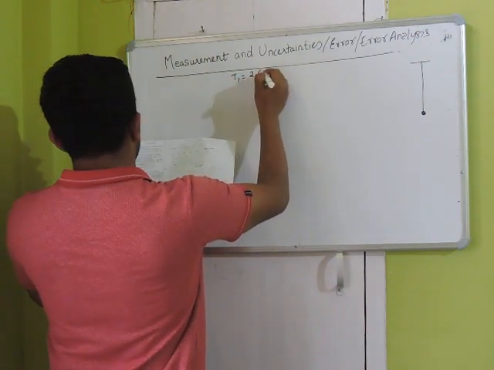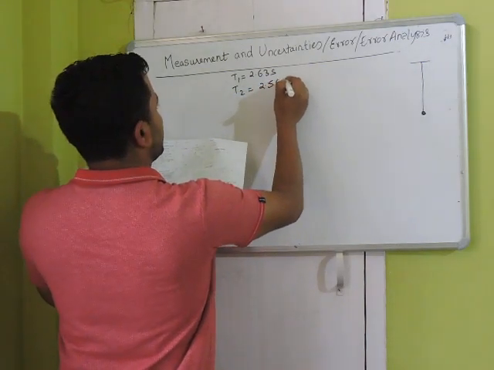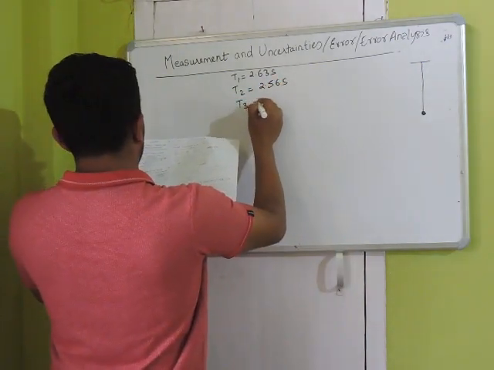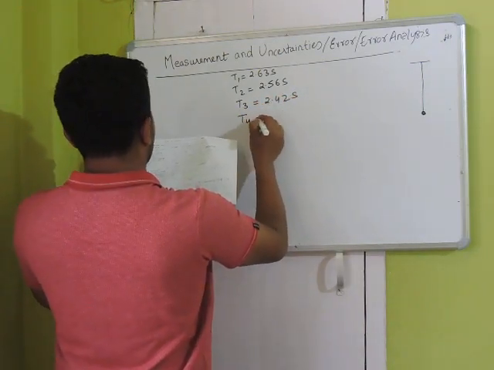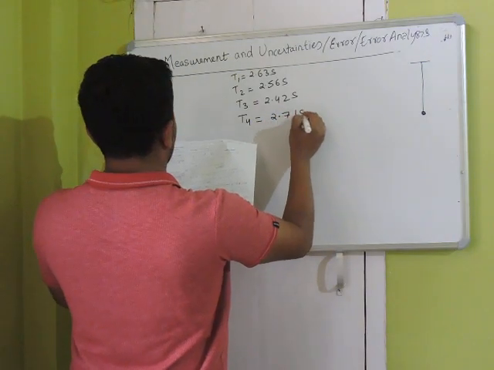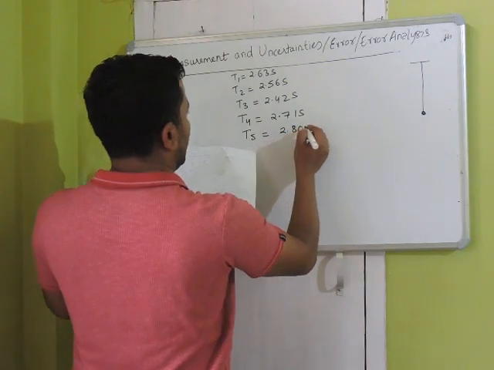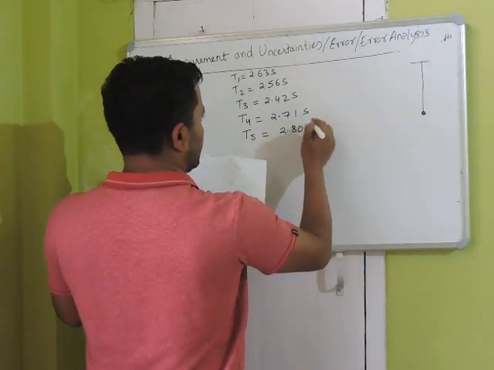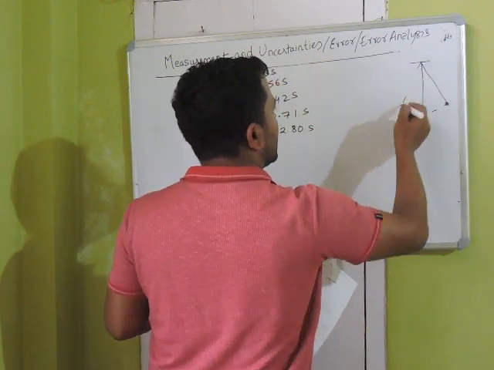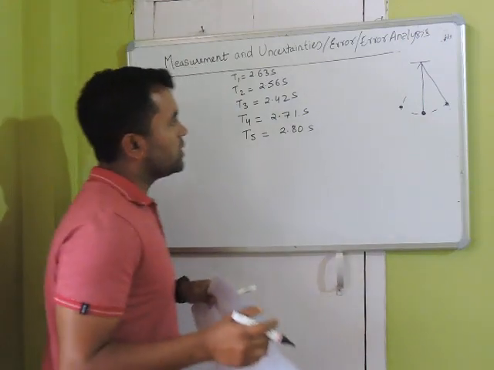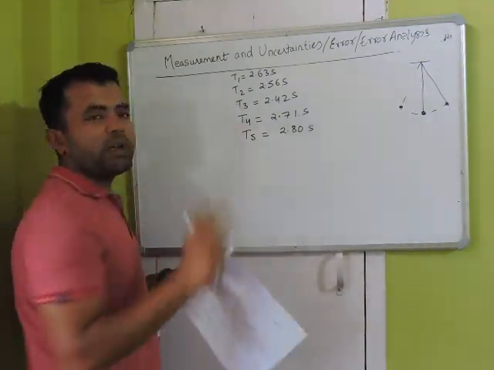t1 is 2.3 second. As we all know, time period is the time for one complete oscillation. So suppose he found these values using a stopwatch. Let's not go into detail. Let us say he reported it like that.